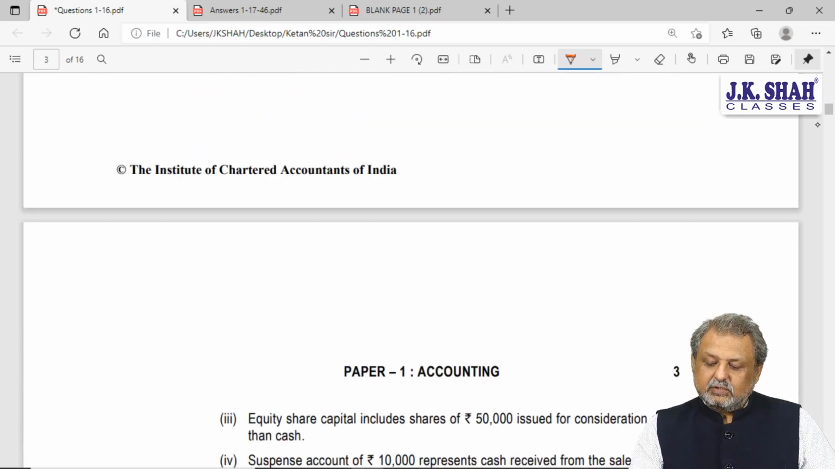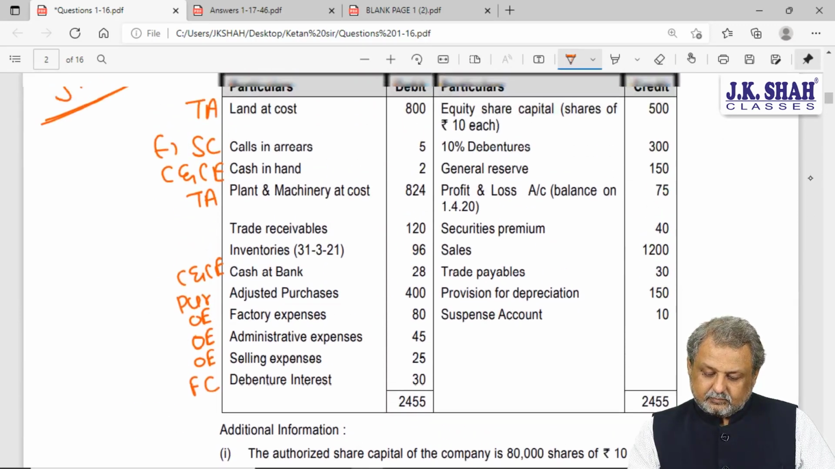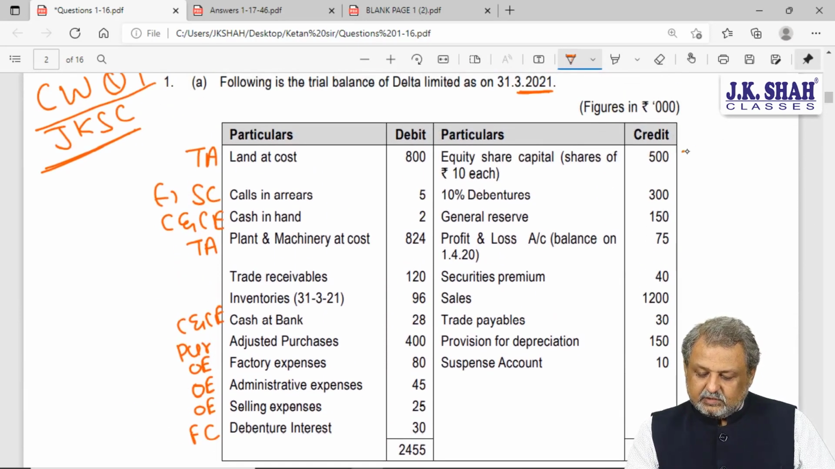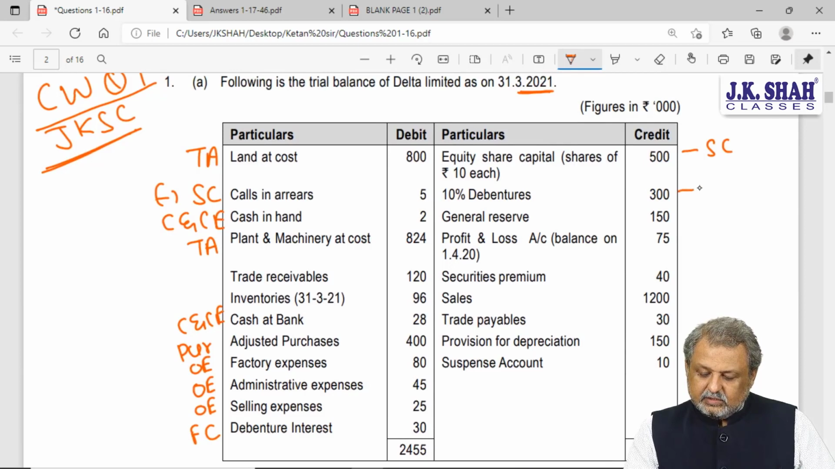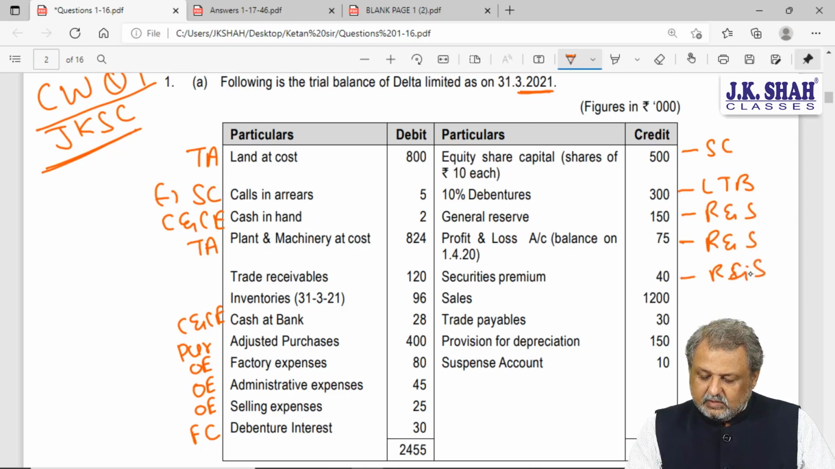Then equity share capital. Equity share capital is share capital. Debentures, long-term borrowings. General reserve, reserves and surplus. P&L opening balance, again reserves and surplus. Securities premium, reserves and surplus. Sales will come as revenue from operations.